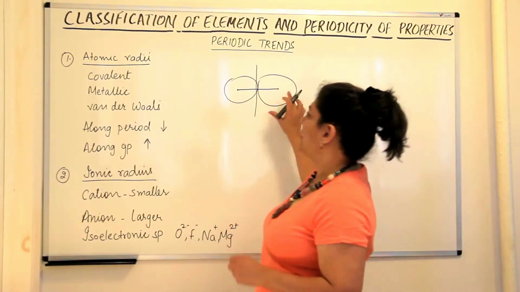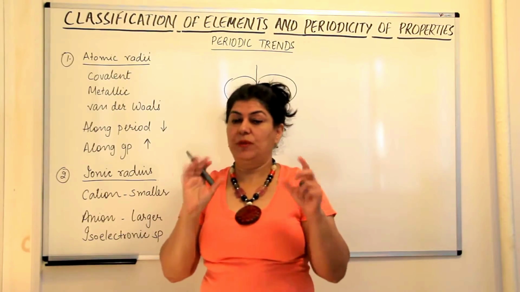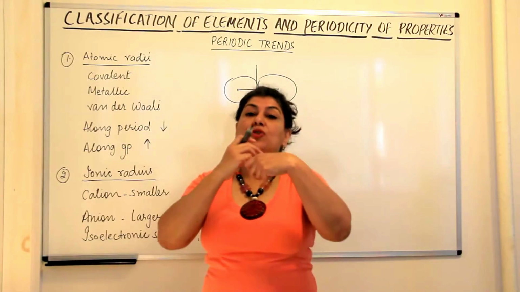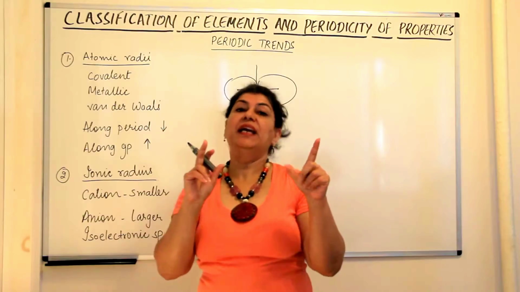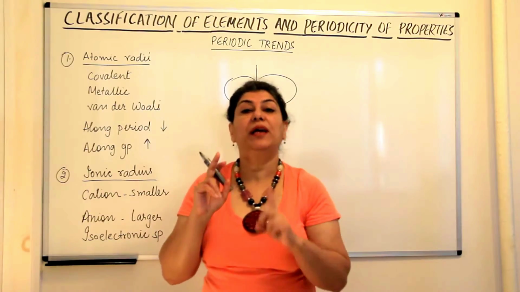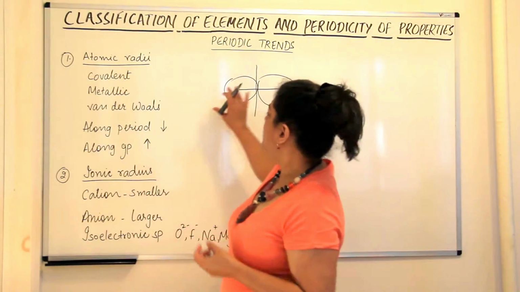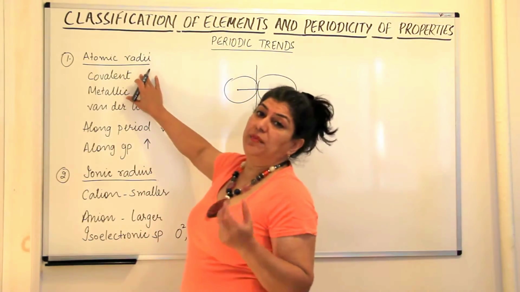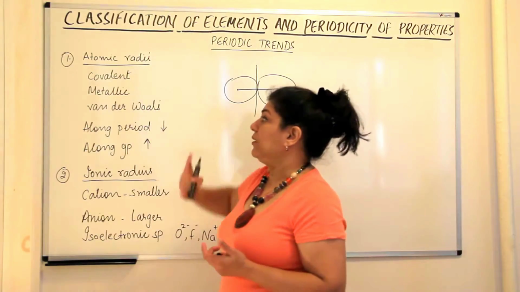When you have two atoms that are covalently bound with each other, two atoms of the same element, we find out the distance between the two nuclei and we divide that distance by 2 to give us the radius of that element. So that is how the radii of elements which are covalently bound, which form diatomic molecules, are calculated.